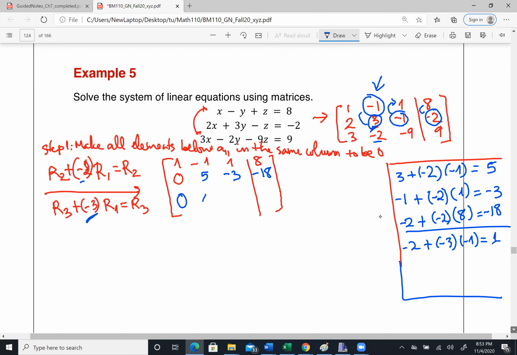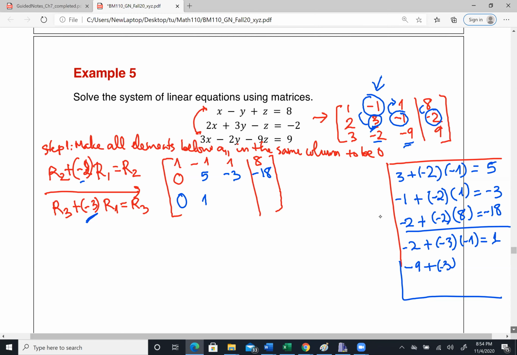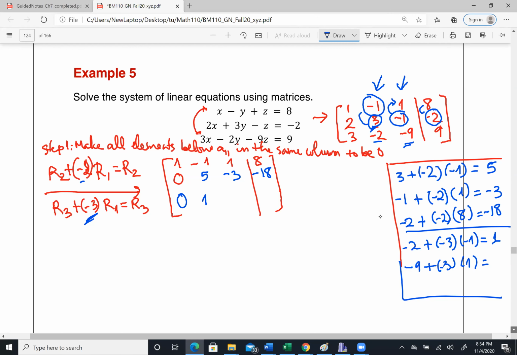Put 1 here. Okay. Now, next term, -9. So -9 plus with -3. The -3 was here, right? Then multiply with row 1 again. This one again, which is number 1. So what is that going to be? -9 minus 3 will be -12.